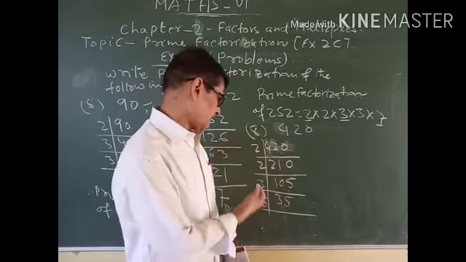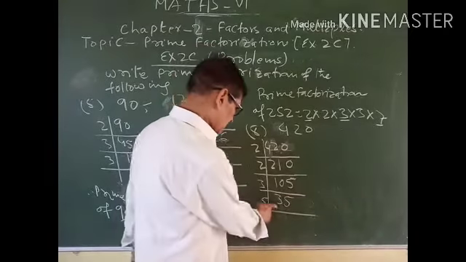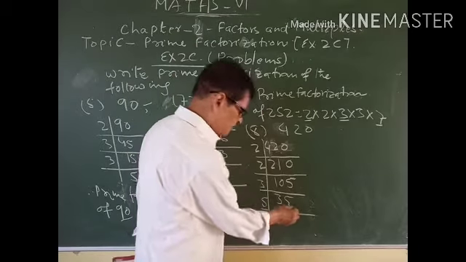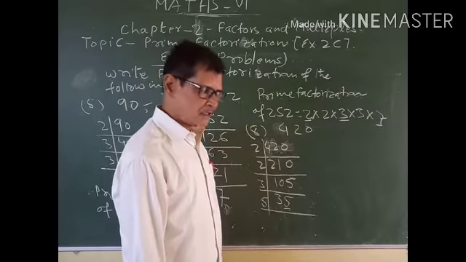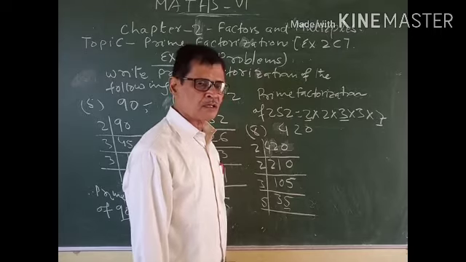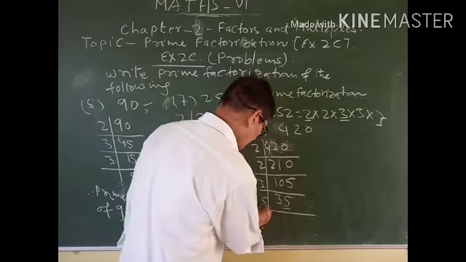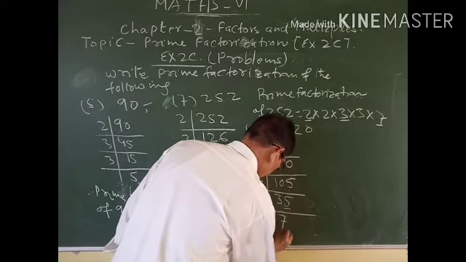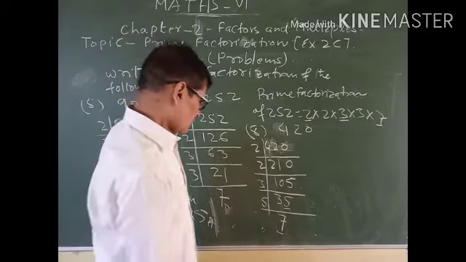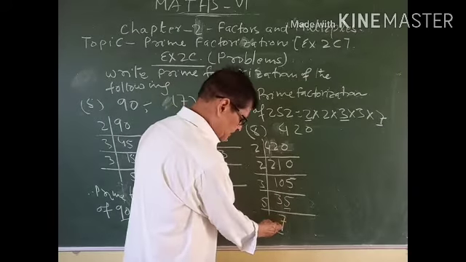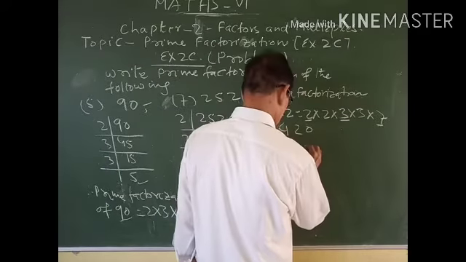How can we say that this number is divisible by 35? This number ends with 5, and this is the divisibility rule, that if a number ends with 5 or 0, it is divisible by 5. So 5 7s are 35. Now this number is a prime number, so here our division process stops. Now you can write the prime factorization.